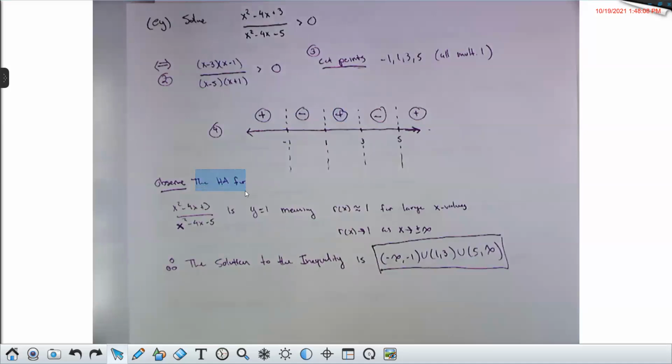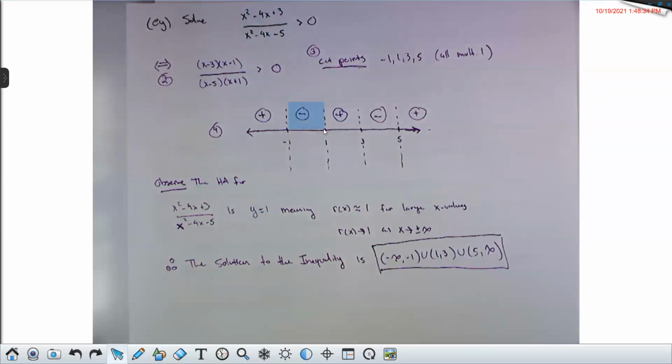I used the horizontal asymptote to tell me the sign over here. Now, if this horizontal asymptote had been 0, 0 is neither positive nor negative, so I would have had to use something else. I could have used the y-intercept. The y-intercept for this function is +3 over -5, which means that when x is equal to 0, this function is negative. That would have given me this guy.